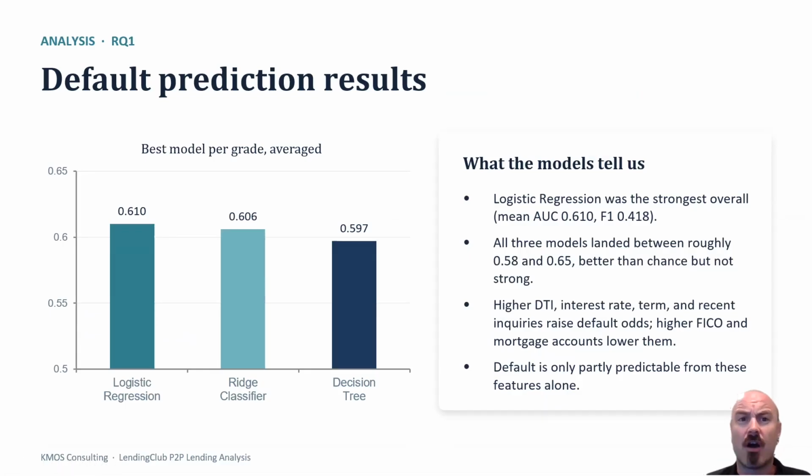So just to give you a quick refresher on question 1, it was: which features are the strongest predictors of default and how accurately can we predict it? So for this question, logistic regression came out on top with a mean area under curve of 0.61. Now, if you look at the chart here, we will see that 0.61 is the highest number, but it's pretty close. All 3 were within range of 0.61 to 0.597. So while they're all pretty close, none of them are significantly better than random chance. So none of our models performed particularly well for research question 1.